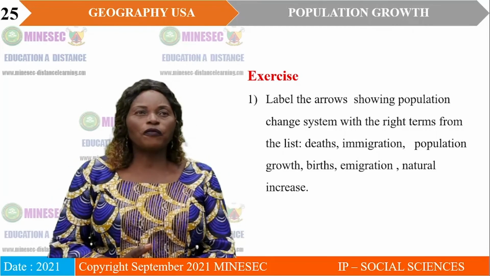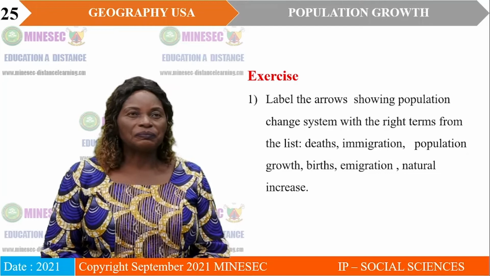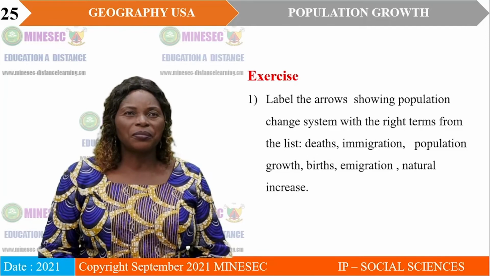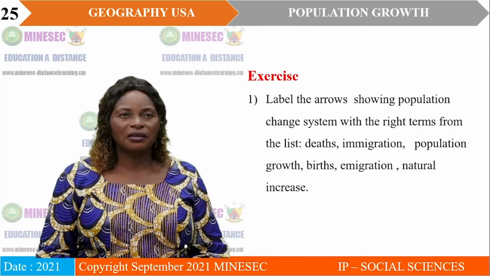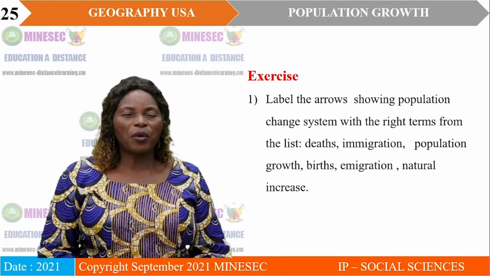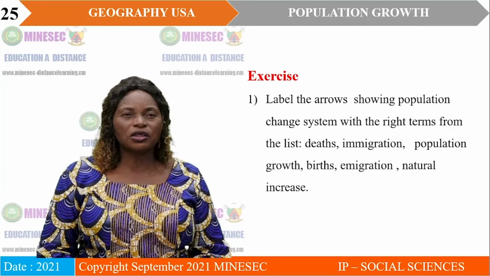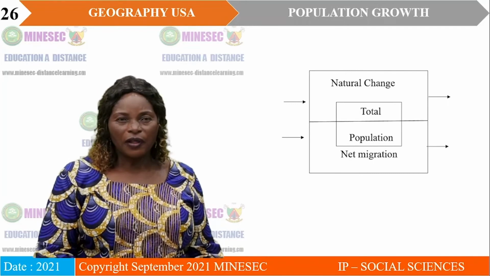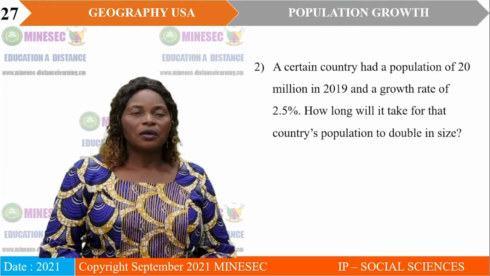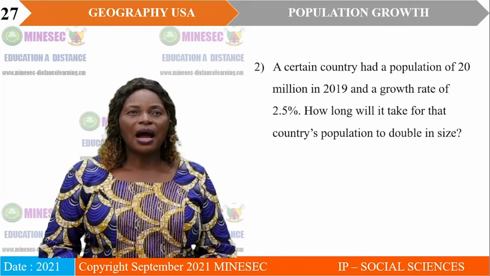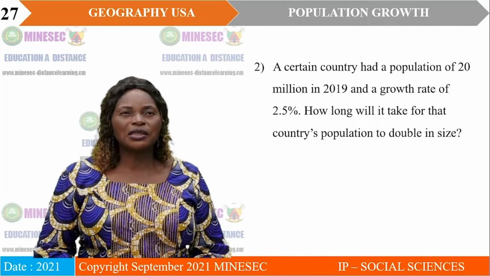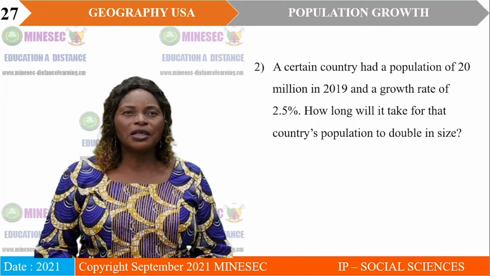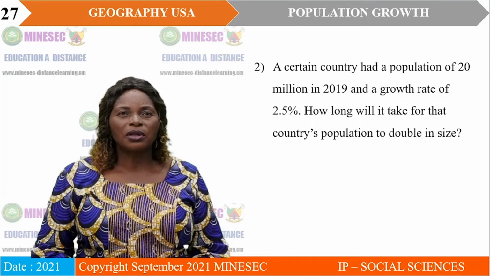Now, we're going to move on to our exercise. Label the arrows showing population change system with the right terms from the list: deaths, immigration, population growth, births, emigration, natural increase. So we have the diagram here. We have those terms there. Question 2. A certain country had a population of 20 million in 2019 and a growth rate of 2.5%. How long will it take for that country's population to double in size?